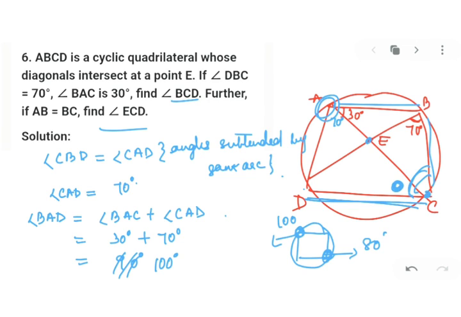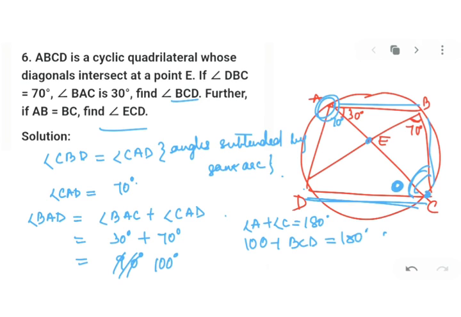So can I say, in this circle, if you notice, ABCD is a cyclic quadrilateral. So can I say angle A plus angle C should be equal to 180 degree? Yes. So angle BAD you got 100. Angle C means BCD, which you have to find, is equal to 180. From there I'll get angle BCD to be 180 minus 100, that is 80 degree. So I got BCD as 80 degree.